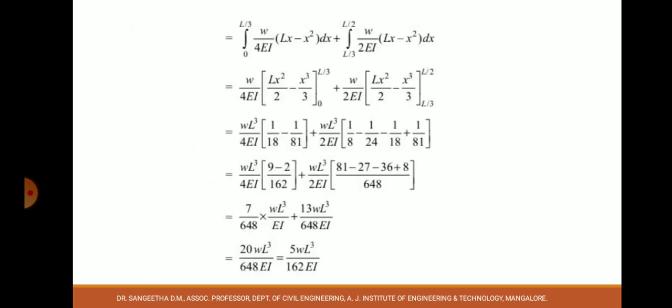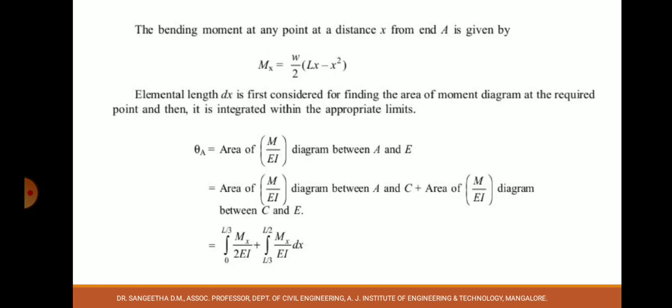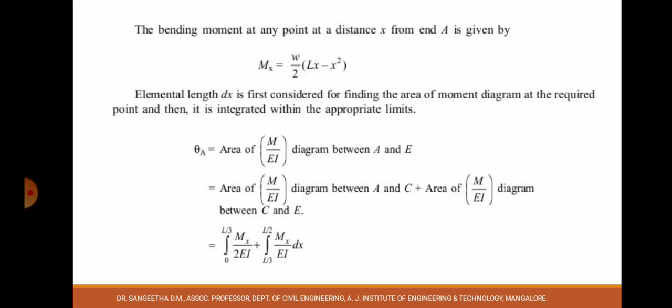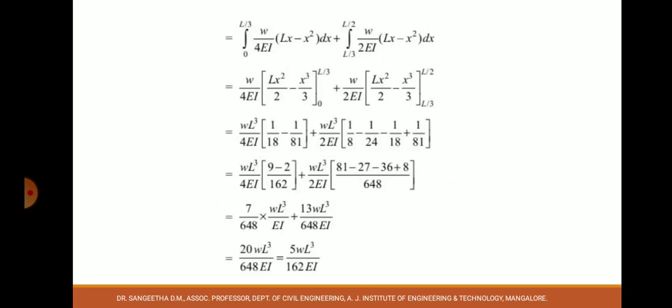So 0 to L by 3. First, w into (Lx minus x square) dx divided by 2 EI. Here 2 is already there, so it gets multiplied to give 4 EI. Do the integration. Lx becomes Lx square by 2, x square becomes x cube by 3, from 0 to L by 3. Substitute, simplify, and solve all the steps I have shown here. You have to do all these steps on your own, and finally you will end up with theta A equal to 5 w L cube by 162 EI.